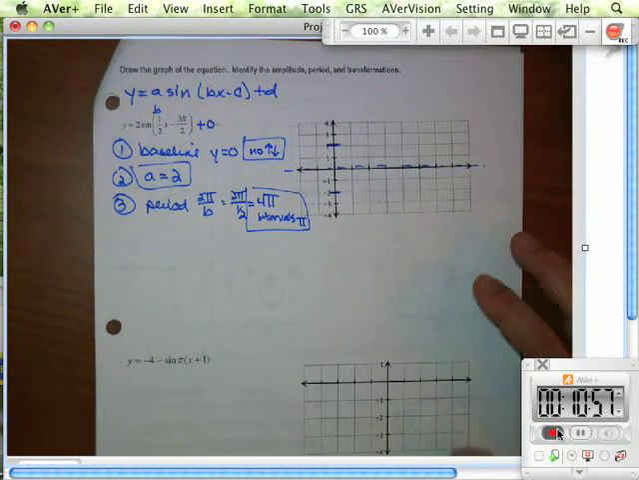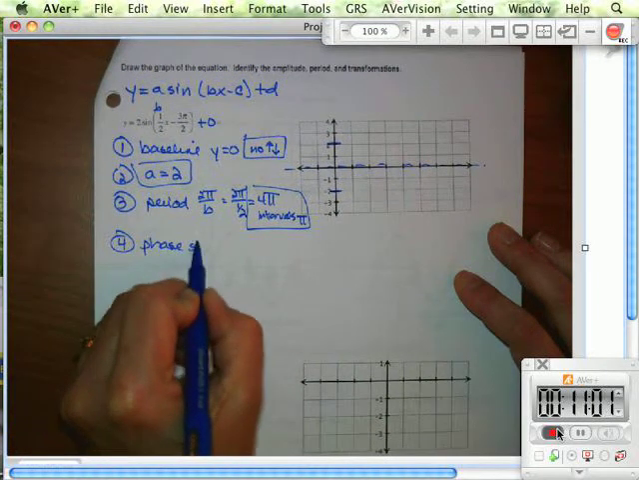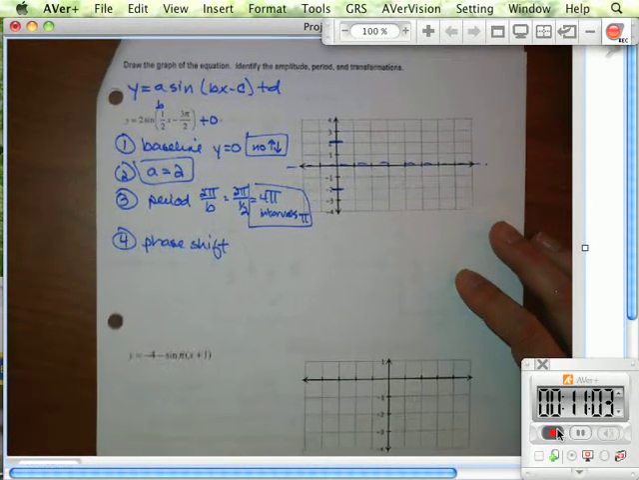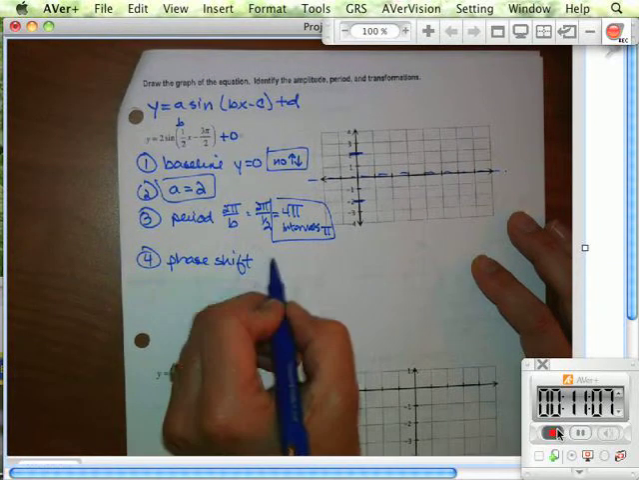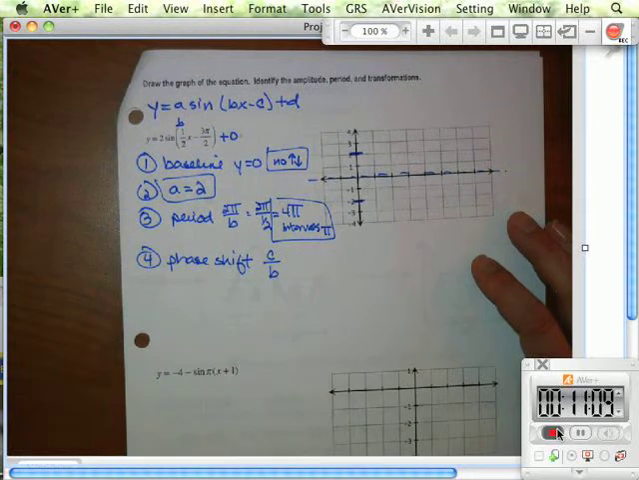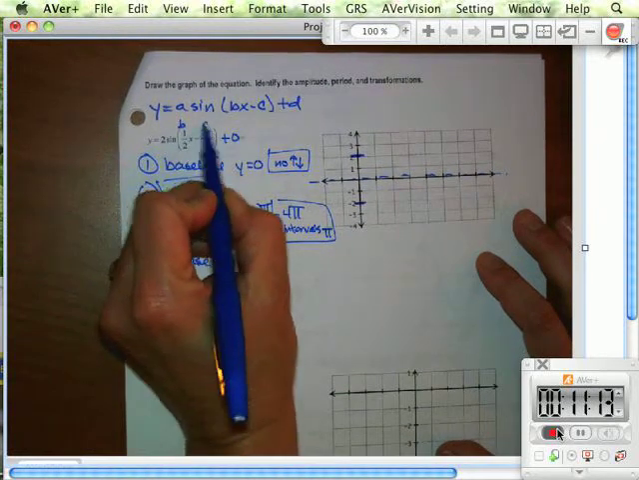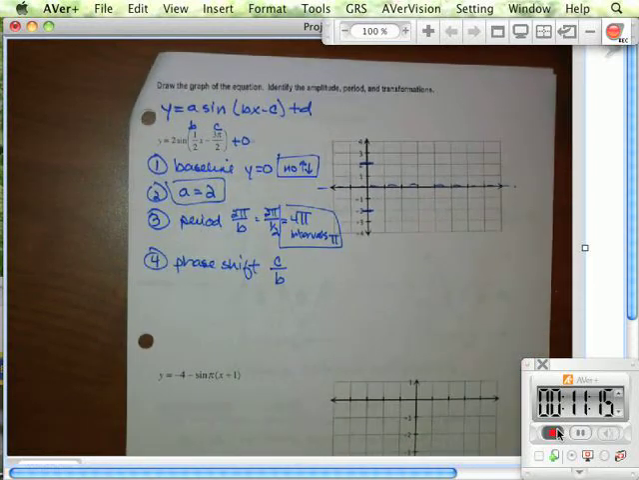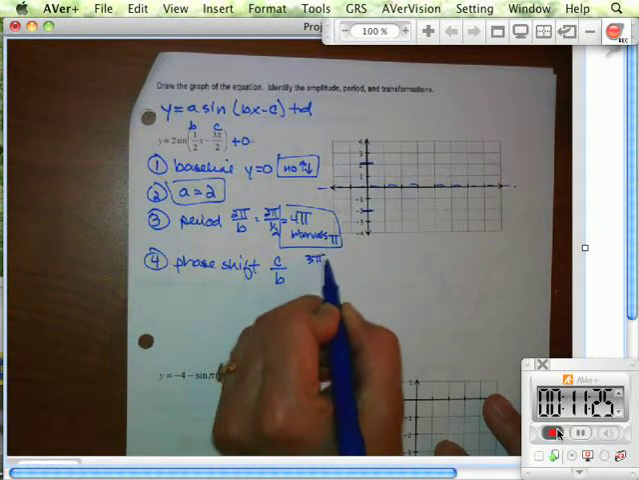All right, let's check the phase shift now. How much is it shifting left to right? How do we do phase shift? Do you remember from the other side? C over B. What's my C? Be careful. Is it negative 3 pi over 2? No. Why not? Right, because the original was a negative. So, okay, my C is 3 pi over 2.